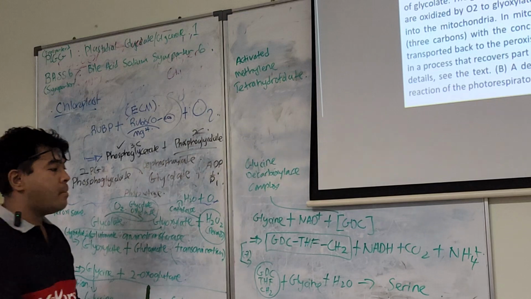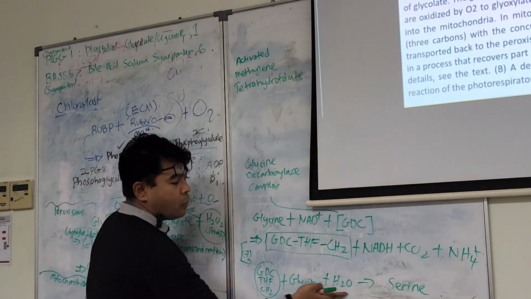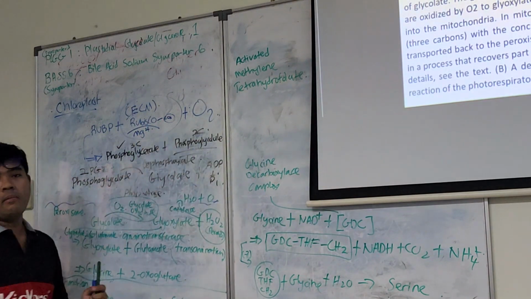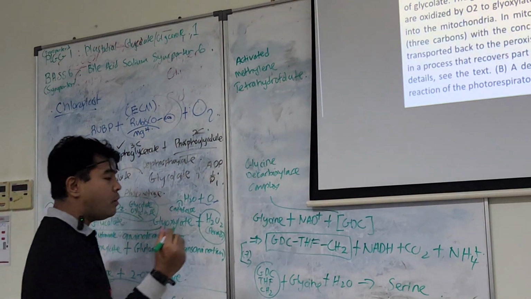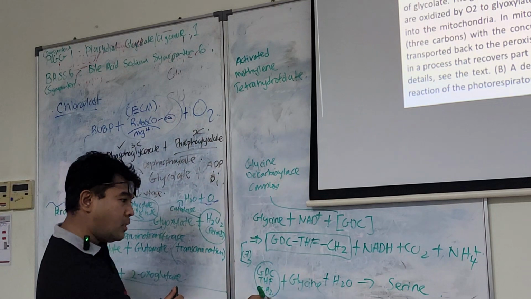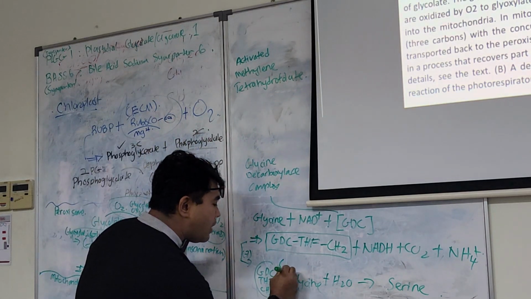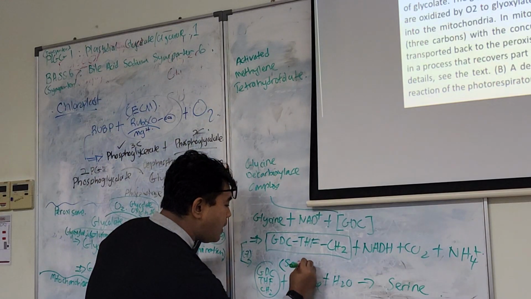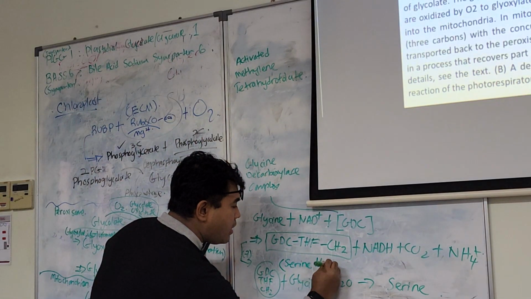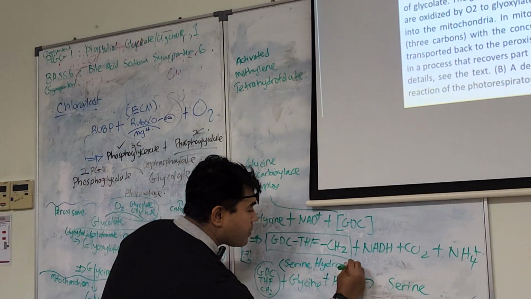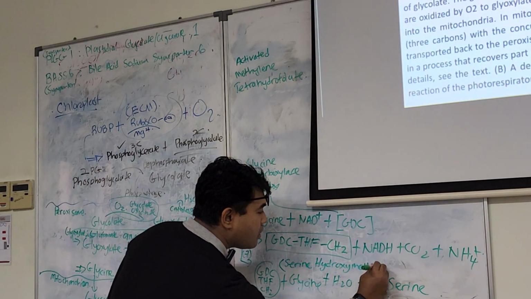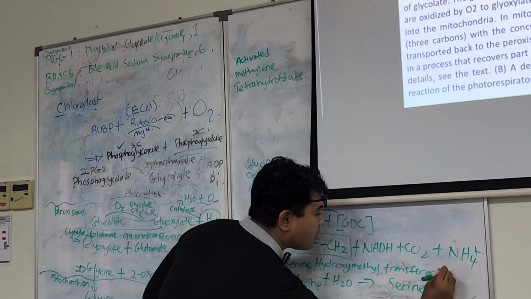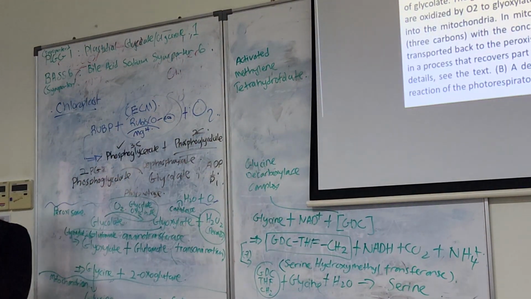How does this happen? Remember, whenever there is a water involved, the name of the enzyme is not going to be just simply decarboxylase or synthase. It will be a weird name, something like this. So this is serine, right? The enzyme involved for this reaction is called serine hydroxymethyl transferase. How do I know?